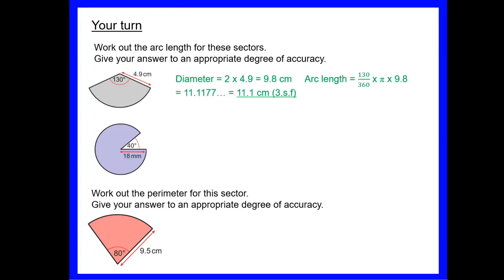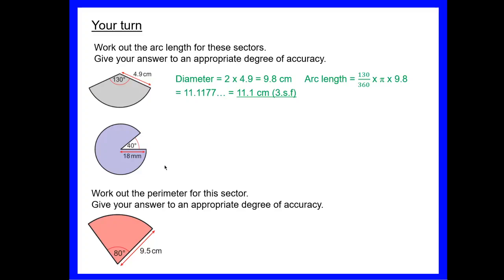which comes to 11.1177, etc., or 11.1 centimetres to 3 significant figures. Now it says give your answer to an appropriate degree of accuracy, so you may have rounded slightly differently to me. That's why we write down at least 4 decimal places before we do any rounding, to make sure we do know what the majority of the number is before we choose what we want to round to.